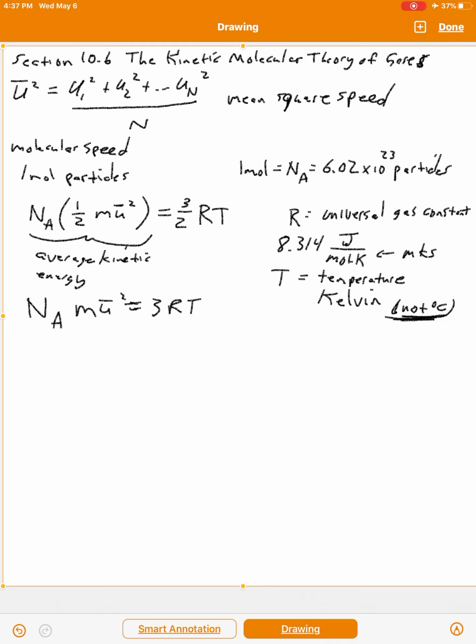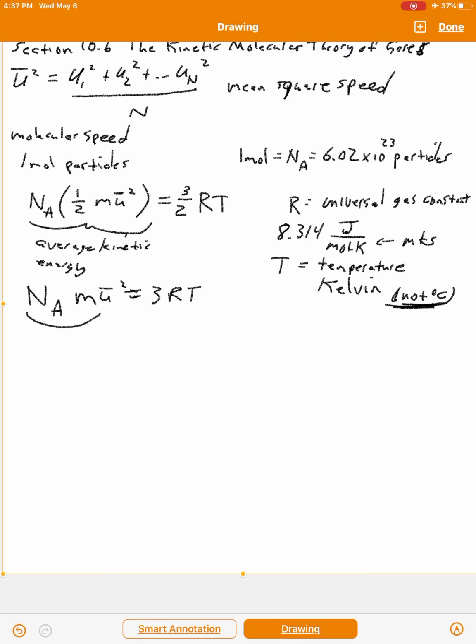So what I could do is I could point out that N sub A is a mole. Okay, so I could now substitute in for this. This would be the same as the molar mass. Because m is the mass, N sub A is a mole, so N sub A times m is the molar mass. Okay, N sub A is actually the number of particles per mole. So the mass times the number of particles per mole would give you the mass of 1 mole, which is the molar mass. Okay, so let me substitute that in there. So now we have molar mass times the average speed squared is equal to 3RT.